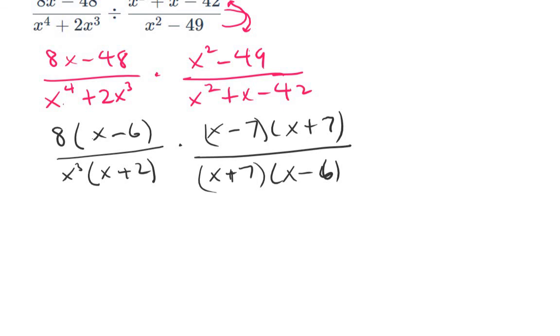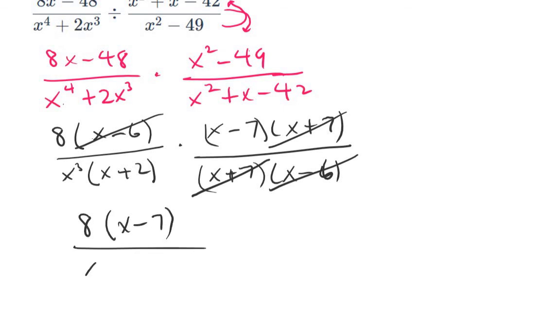Now, we're ready to cancel because we already flipped it, so we're going to cancel all the common factors. This is gone. This is going to go with that, x minus 6. Let's see what is left that can go away. We can only cancel one time, okay? There's nothing left to cancel. We just need to write what is left, which is going to be 8 times x minus 7, over x squared times x plus 2. That is what you're going to type in the box.